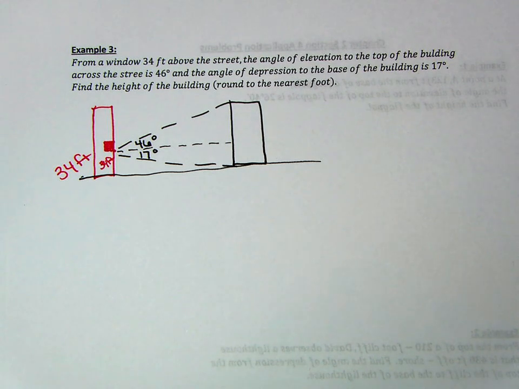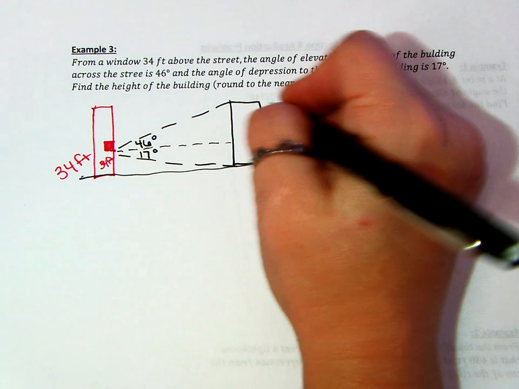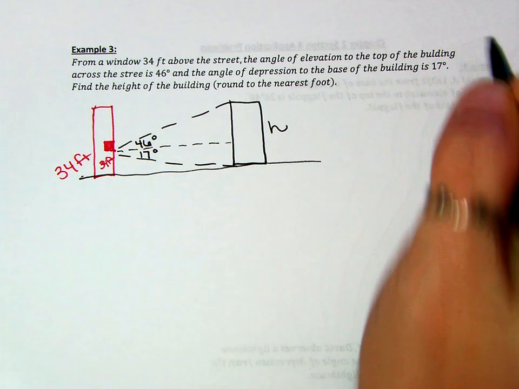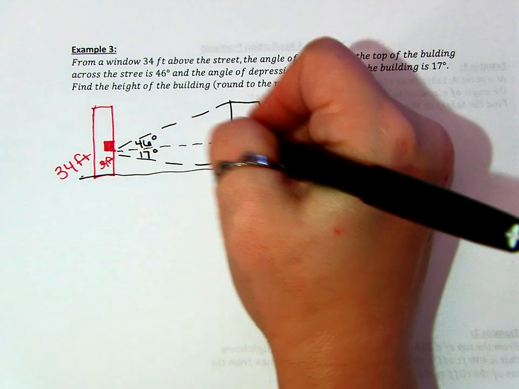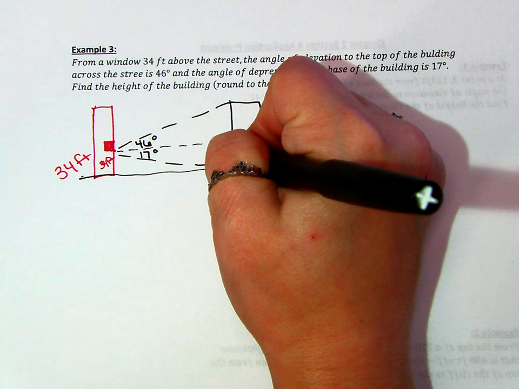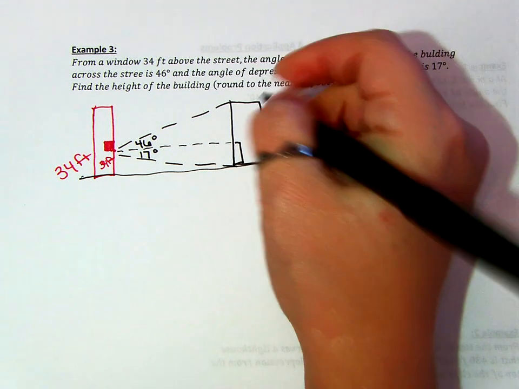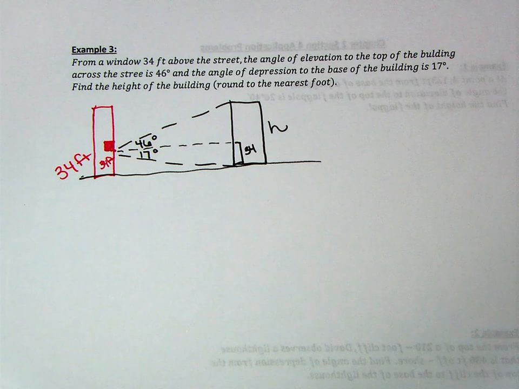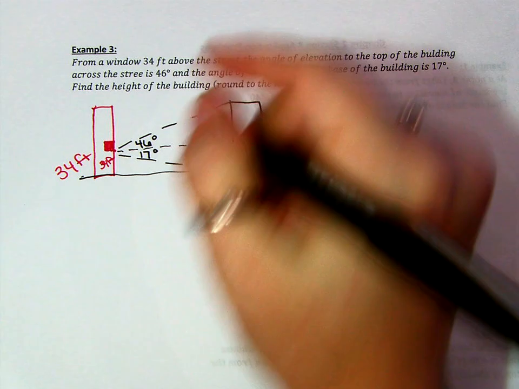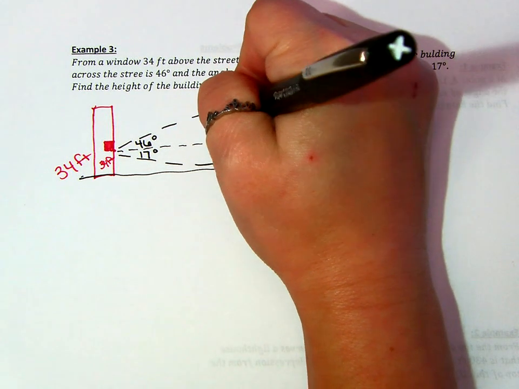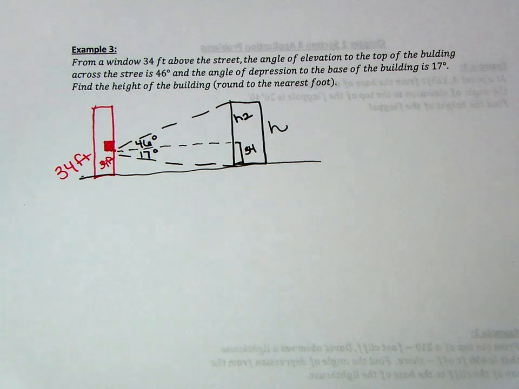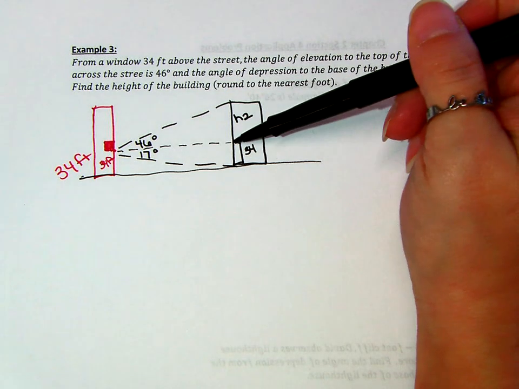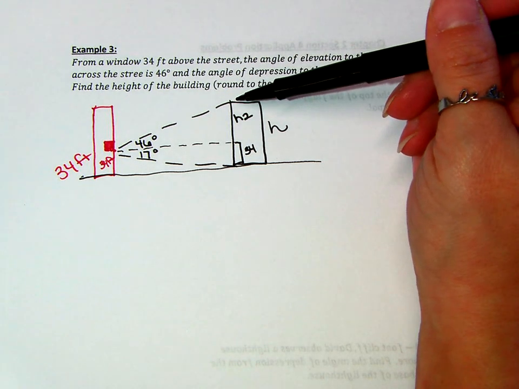Well, what we do know is that we need to figure out the height of this building. That's the unknown. But since we drew this horizontal in over here, we know that from here to here is how big? Yeah, 34 feet. So really what we're missing is what I'm going to call H2 up here. We're missing this height that goes from our horizontal up to the top of the building. That's what we don't know, and we need to figure that out.